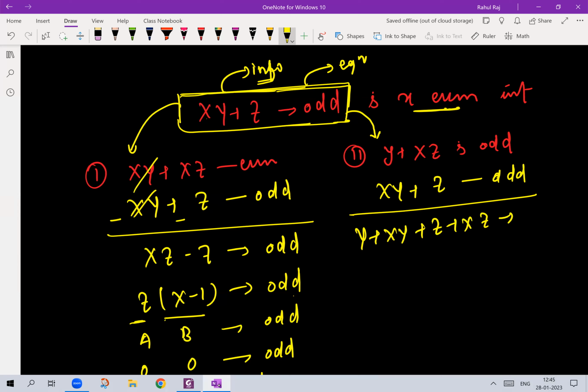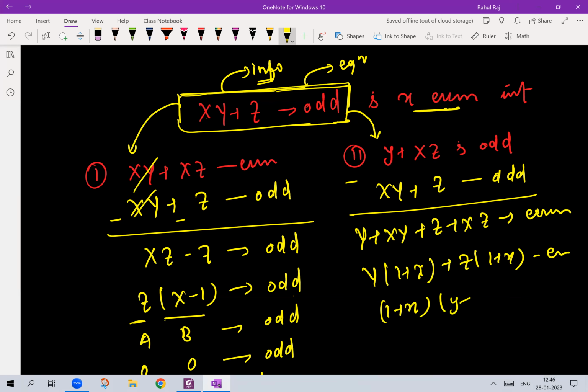Odd plus odd is what? 3 plus 3 is 6. That is even. So any two odd numbers you take and add, you will get an even number. And you can subtract it, whatever you do. You either subtract or you add. Doesn't matter at all. Because 5 minus 3 is 2. Odd minus odd will also always give you an even number. So now take y common: y into 1 plus x, and z into 1 plus x. That is an even number. So 1 plus x into y plus z is an even number.